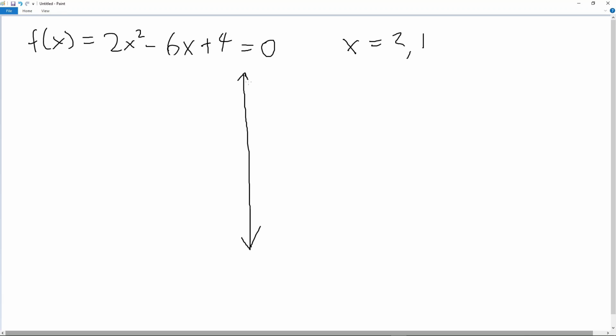This is the y-axis. This is the x-axis, with the y value being here, and x-axis being here. We put a 1 and a 2. This quadratic is going to intersect through these points. Since this is a positive quadratic, there's going to be a minimum point that's going to open up. So it's going to look something like this.